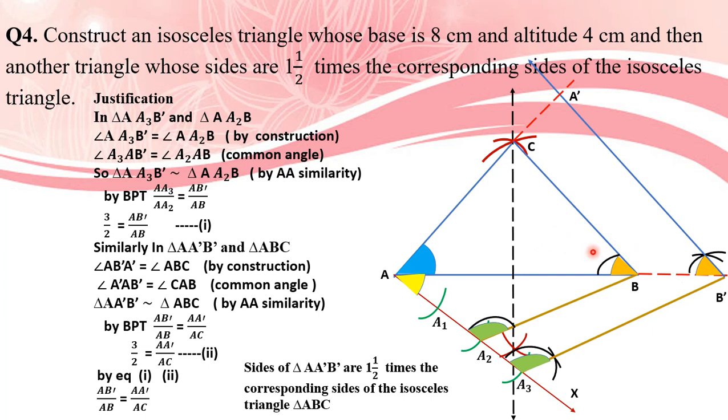So in this way we construct the similar triangle, and remember, whenever the numerator is greater than the denominator, the triangle which we have to construct should be greater than the given triangle, and when the numerator is less than the denominator, the triangle which we have to construct is smaller than the given triangle.